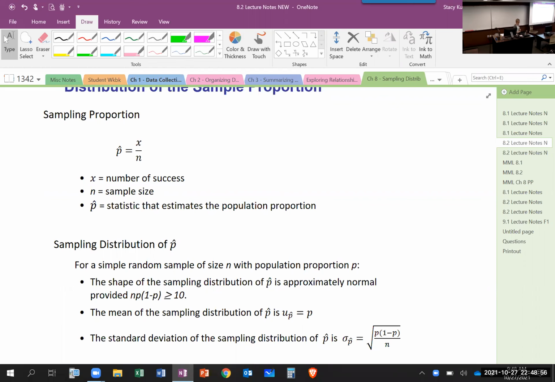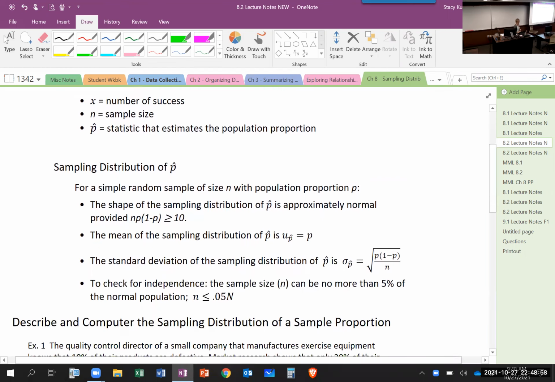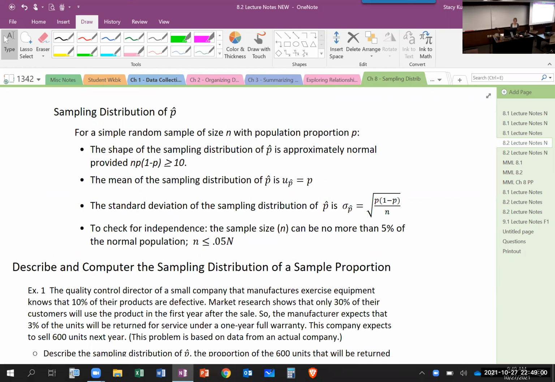Now, for our sampling distribution, those are the values up there. Those are the definitions that you want to make sure that you have written down. When we talk about our description, this time of a proportion, remember how we talked about shape, center, and spread last time? Okay, well, we still talk about that here. The shape of our sampling distribution is approximately normal.